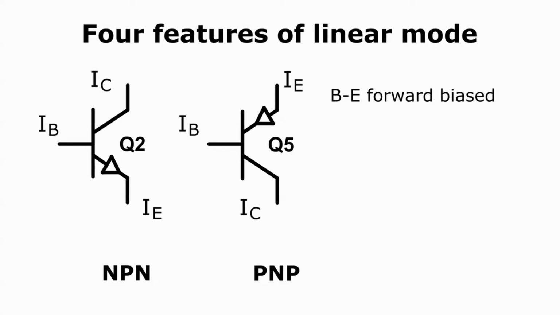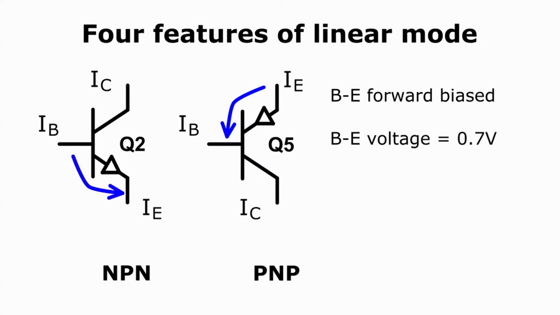That means that the P side of the junction is at a higher voltage than the N side. These blue arrows show the direction of the voltage drop over the base emitter junction when the transistor is in linear mode. Not only will the base emitter junction be forward biased, but the voltage drop over the junction will be 0.7 volts. I'm emphasizing the words will be 0.7 volts.